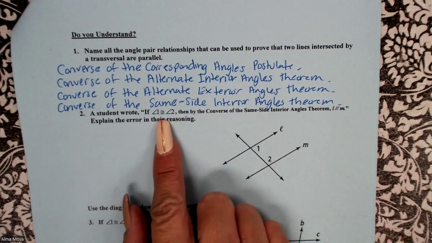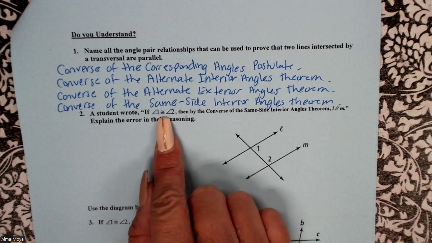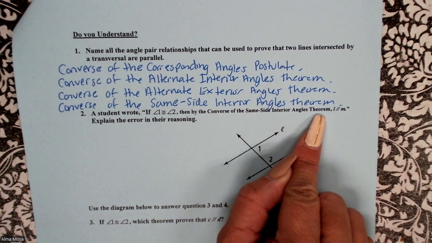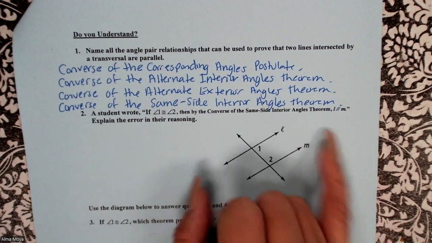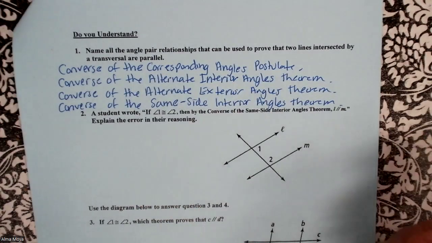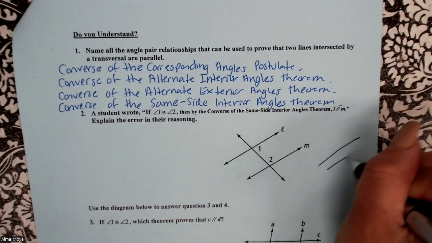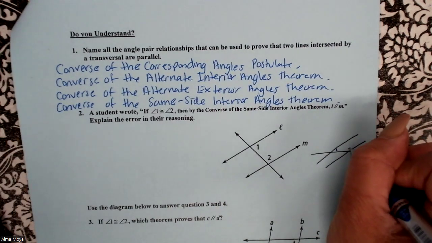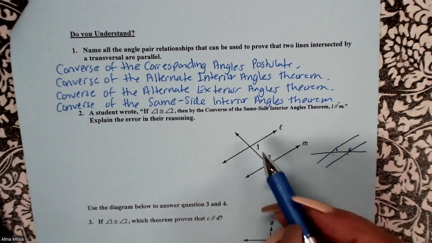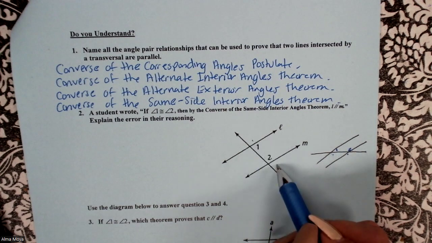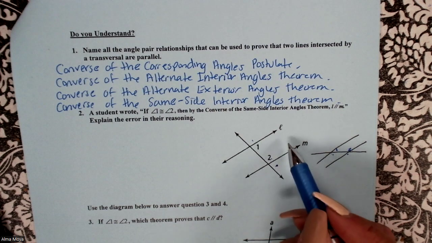A student wrote angle 1 and angle 2 are congruent. That means they're equal. So they're saying 1 and 2 are equal. Then by the converse of the same side interior angle theorem, they're parallel. That's not necessarily true unless they're 90 degrees. If I exaggerate my transversal line, you can kind of see this would be 1 and this would be 2. 1 is a big, 2 is a small. So these two right here are not the same. A big plus a small doesn't make the lines parallel.